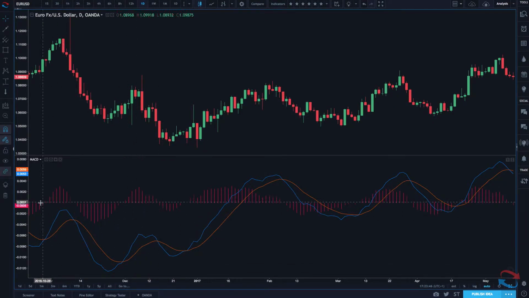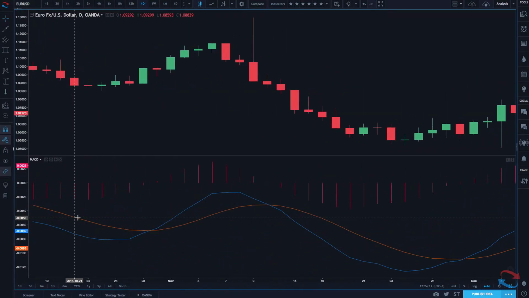Now we also have what we call a histogram, these pinkish reddish bars that are going up and down. The histogram is just a reflection of what the MACD line and the signal line are doing. If we zoom in a bit, when the signal line, the blue line, crosses the MACD line, you notice we go from positive bars going up to bars going down, negative.